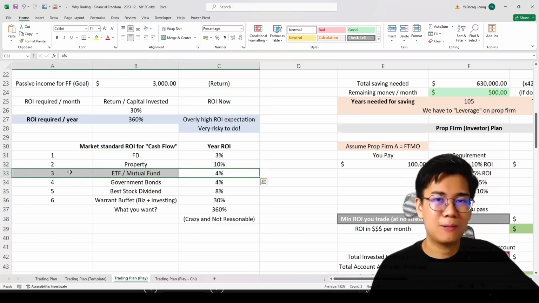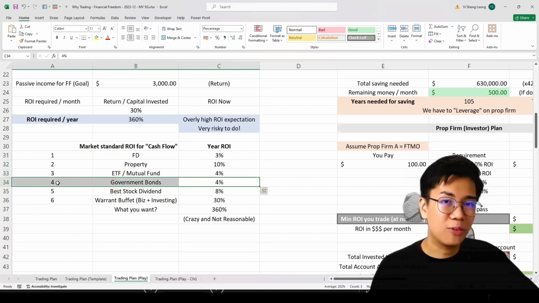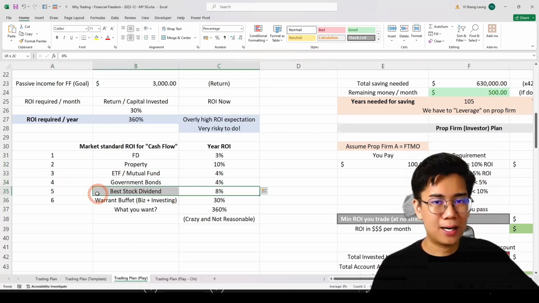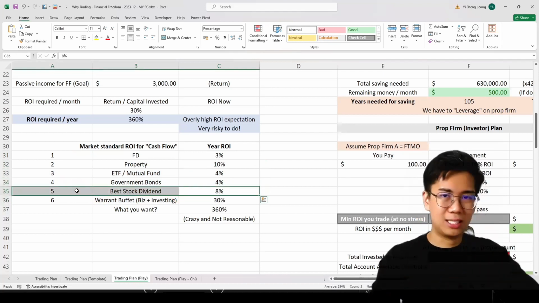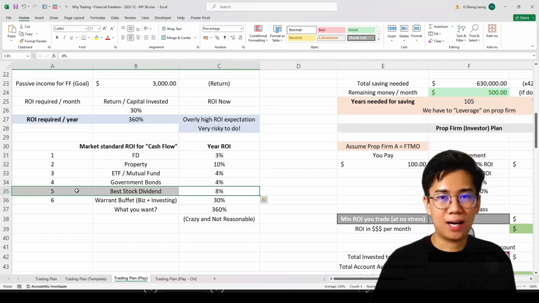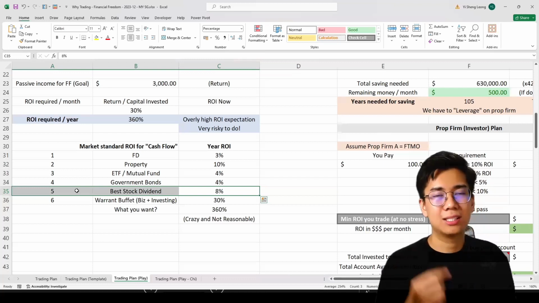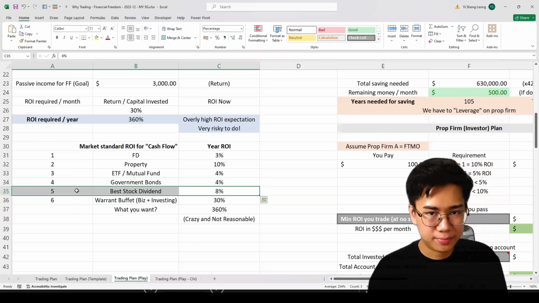ETF mutual fund, maybe 4% on average. Government bonds, some could be 4, some 5, some 6, but it's there. You buy the best stocks in your country, could be Maybank, could be DBS, buy the stocks and earn their dividends. All right, 8% per year.